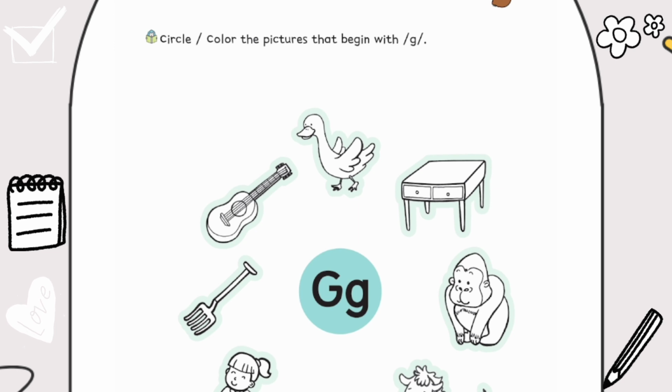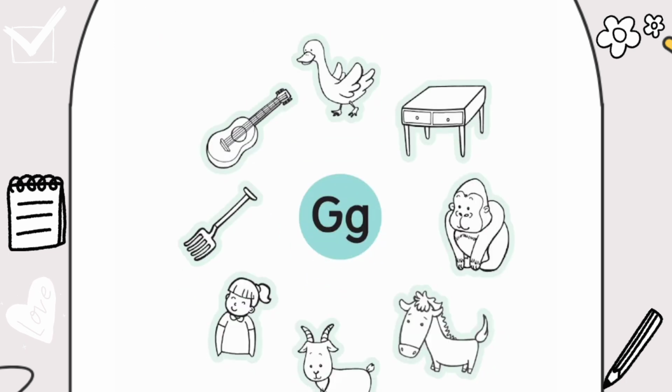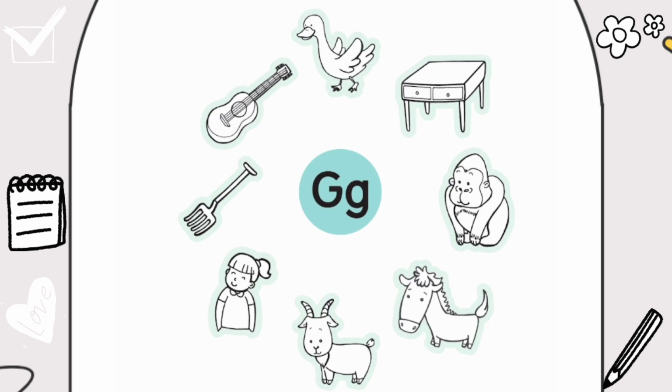Page 29. Circle or color the pictures that begin with G. Picture 1. Yes, this is a g, g, goose. Next one is a d, d, desk. Yes, good job. Next one. Do you remember the one that was playing the guitar? The animal? Yes, it was the g, g, gorilla.